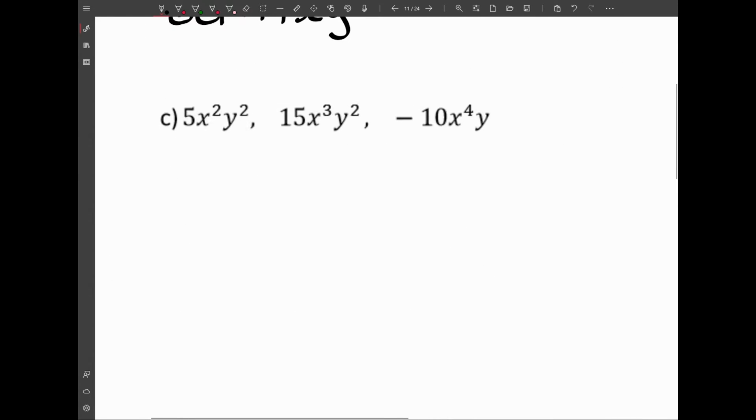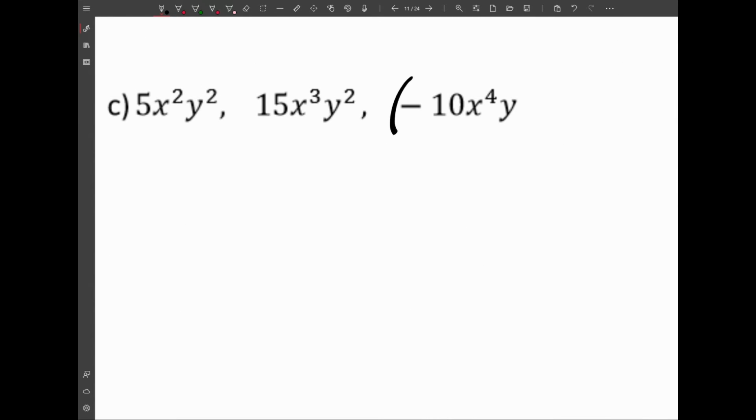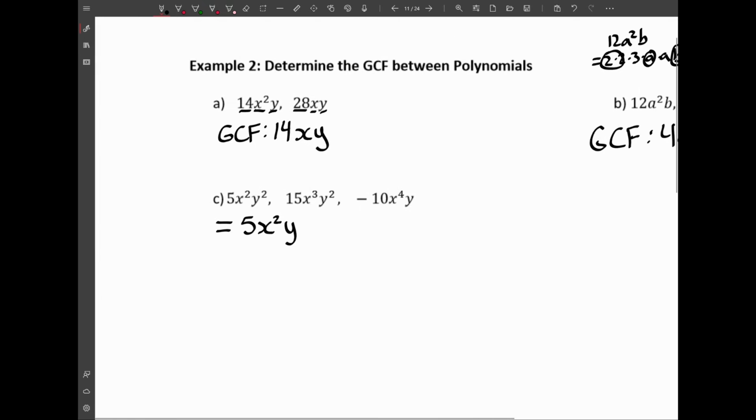All right. Then we have the third set. Now again, don't worry about the negative. It's not going to be a big deal for us right now. We just have to look at the numbers. So 5, 15, and 10 all have a 5 in common. x squared, x cubed, and x to the power of 4 have x squared in common. y squared and y have a y in common. So it's 5x squared y.